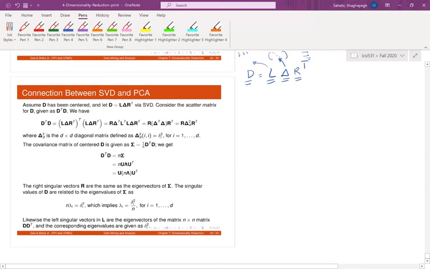Now, PCA, if you remember, was on the covariance matrix, right? So the covariance matrix is kind of similar to D transpose D. We know that if our data is centered, so if the mean of our data is 0, then D transpose D is equal to N multiplied by the covariance matrix sigma of the data. So D is centered.